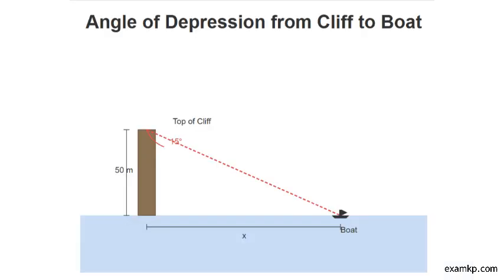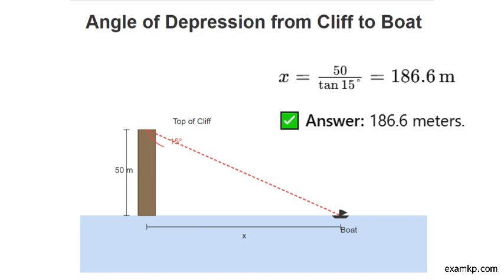WAEC question 3. A 50-meter high cliff has an angle of depression to a boat of 15 degrees. Find the horizontal distance to the boat. x equals 50 over tan 15 degrees, which is equal to 186.6 meters. So, the answer is 186.6 meters.